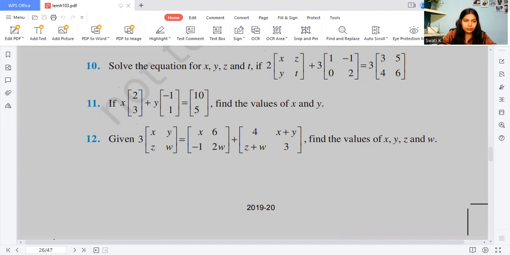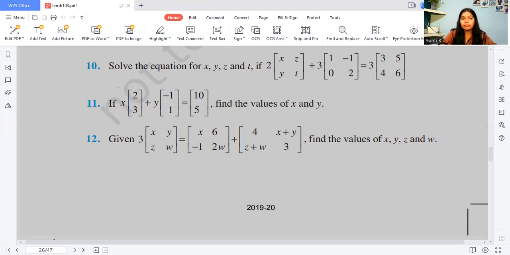So we have this matrix and equals. We have on the RHS 2 matrices given and they are getting added. So we know that the corresponding entries get added. So this is x plus 4. This will become 6 plus x plus y. How? Because this plus this is x plus 4, and this plus this, that is 6 plus x plus y, is this entry. This will become minus 1 plus z plus w. And this will become 2w plus 3. Okay, so this is the matrix we have.